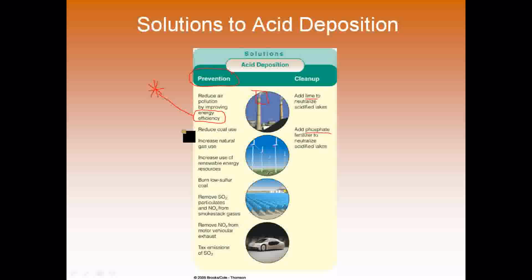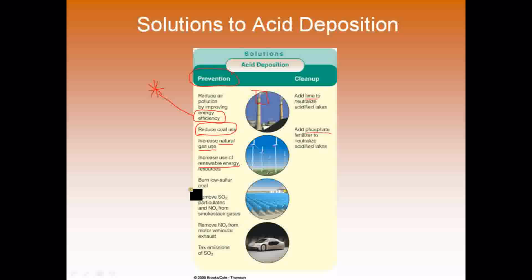All right, the next thing we can do is we can try to reduce our usage of coal. Try to find other fuels for our power plants. Nuclear energy, even natural gas. Natural gas releases very little sulfur dioxide as compared to coal. Increased use of renewables because they have no sulfur in them.